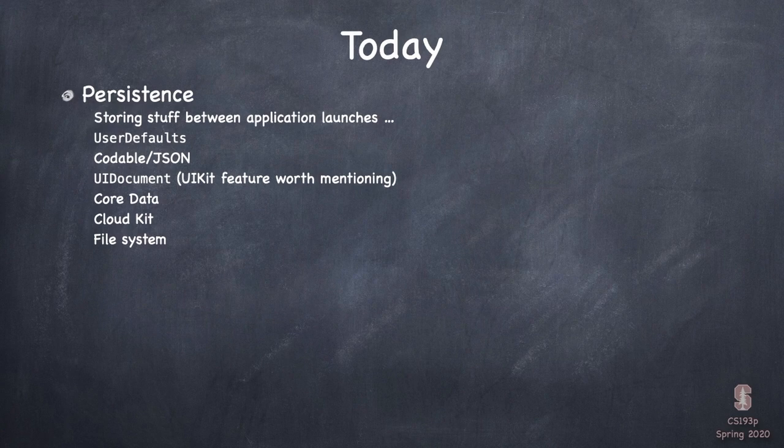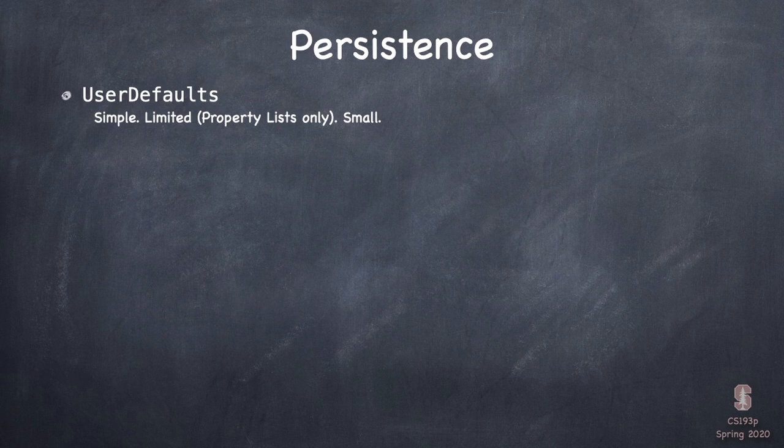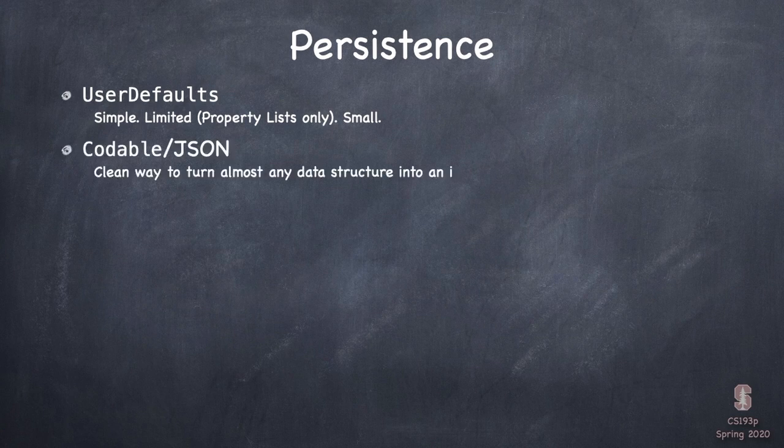But let's do a quick review of what we've learned about persistence. We know about user defaults. It's simple, quite limited, only lets you store these property lists. It's small, it only stores a little bit of data. It's also pre-Swift, it's kind of a clunky API, but it's really good for demos, and that's why we've used it so much this quarter.